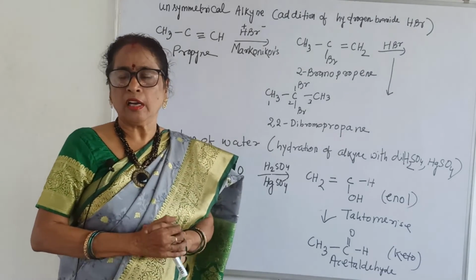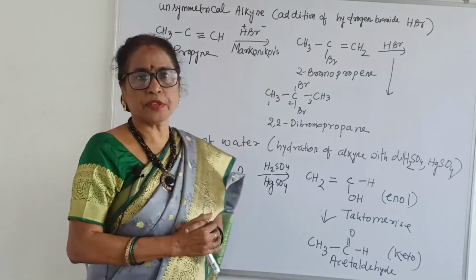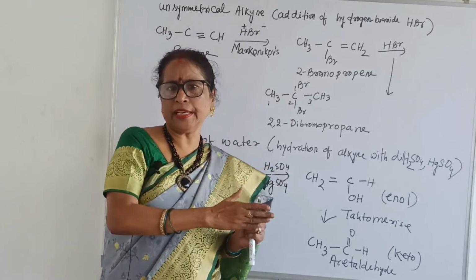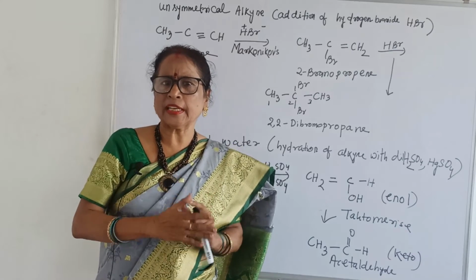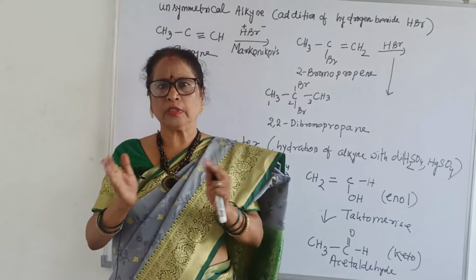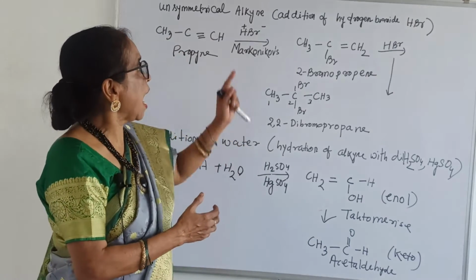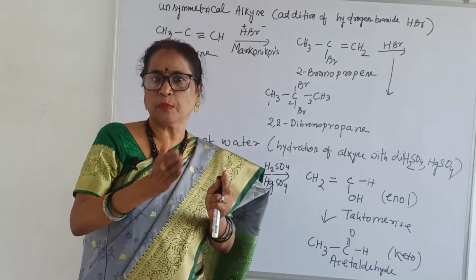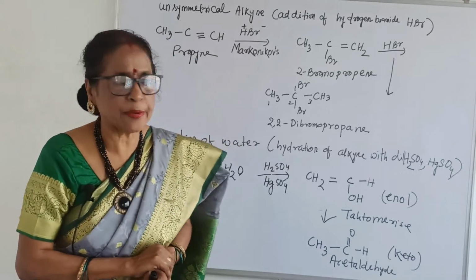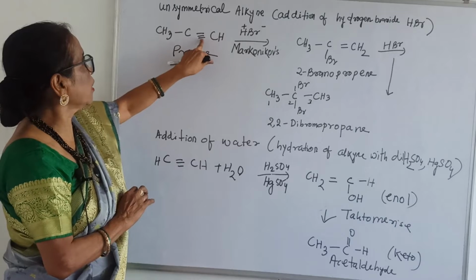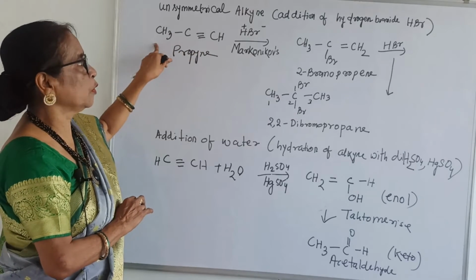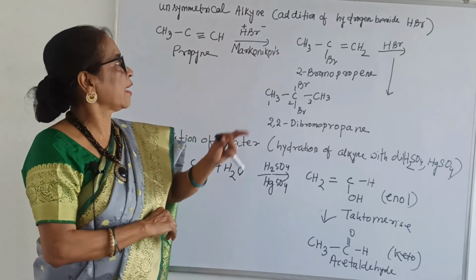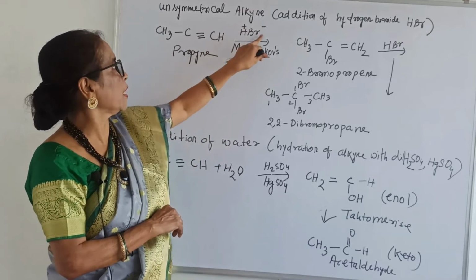Now we will see the addition of hydrogen bromide in unsymmetrical alkyne. Then what do you mean by symmetrical and unsymmetrical alkyne? Symmetrical alkyne means within the triple bond both sides carbon, hydrogen are the same. And unsymmetrical means within the triple bond both sides carbon, hydrogen are not the same. Example, propyne, you can observe here triple bond, 1 carbon, 2 carbon, 3 hydrogen, 1 hydrogen. So when you take HBr, then what happens? H is plus and Br is minus.